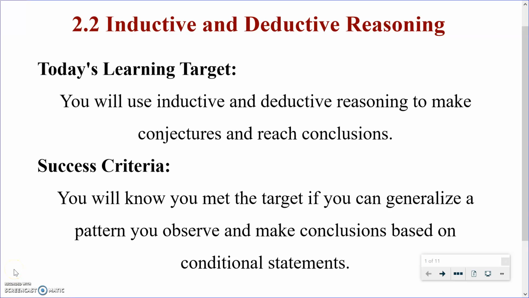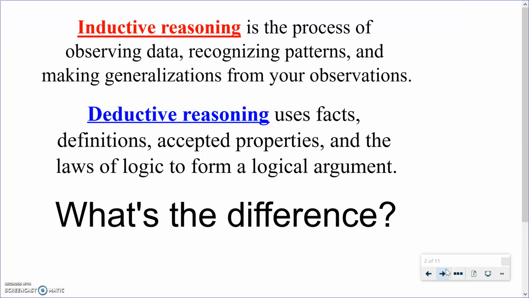Okay, so today we are going to be talking about inductive and deductive reasoning and how we use those to make conclusions. So the first thing you need to know is what inductive reasoning is and what deductive reasoning is and what the difference is. So inductive reasoning is looking at data, recognizing patterns, and then making a generalization from what you observed or from what you saw.